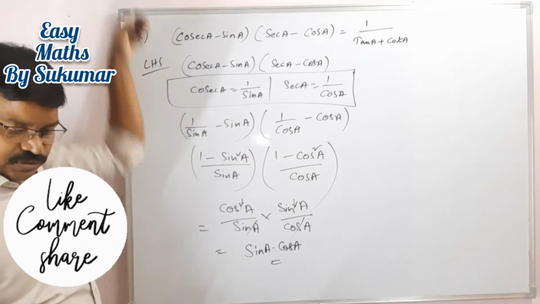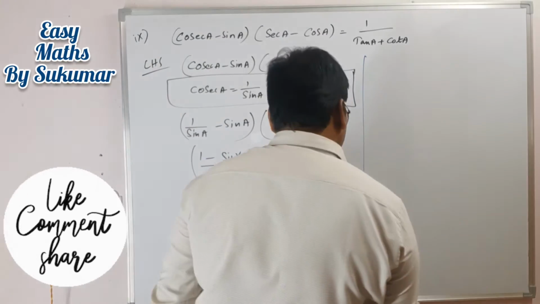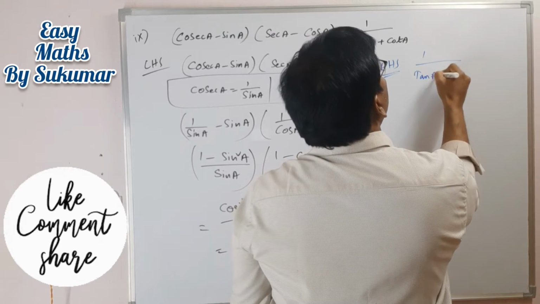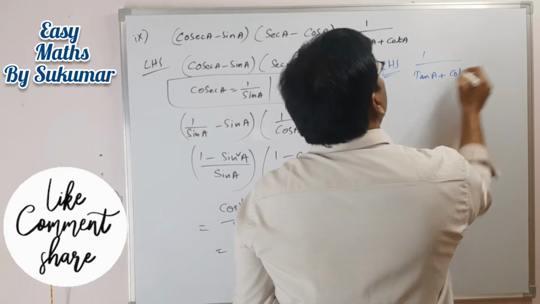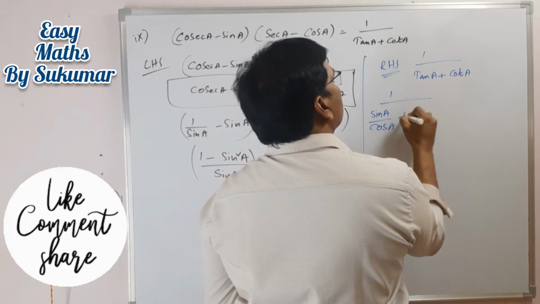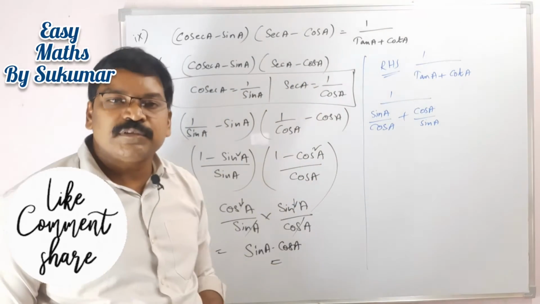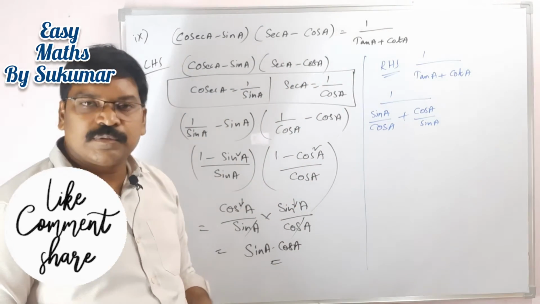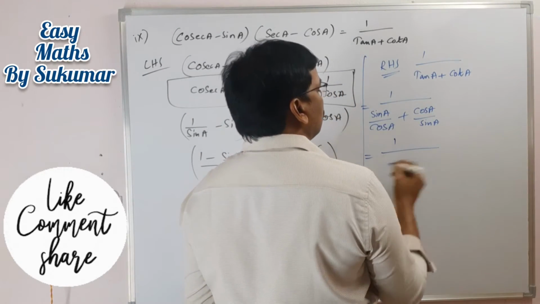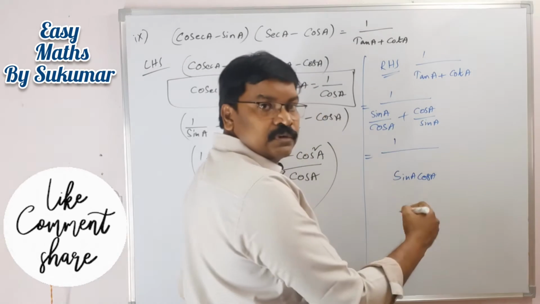This is LHS. Now let us take RHS also. What is RHS here? RHS, that is 1 by tan A plus cot A. That is 1 by sin A by cos A plus cos A by sin A. Right. So tan A means sin A by cos A and cot A means cos A by sin A. Right. This is 1 by, here sin A cos A is LCM. Sin A cos A is LCM.